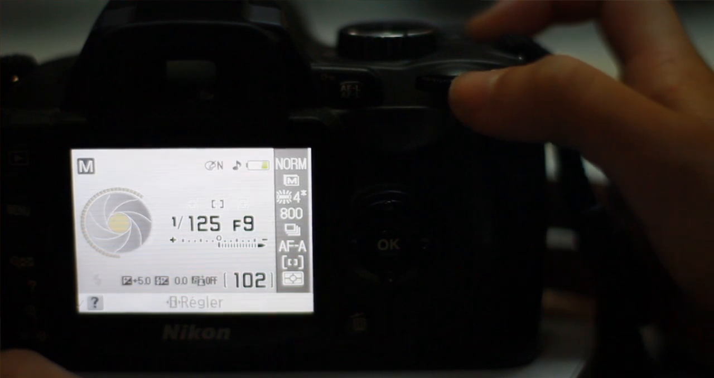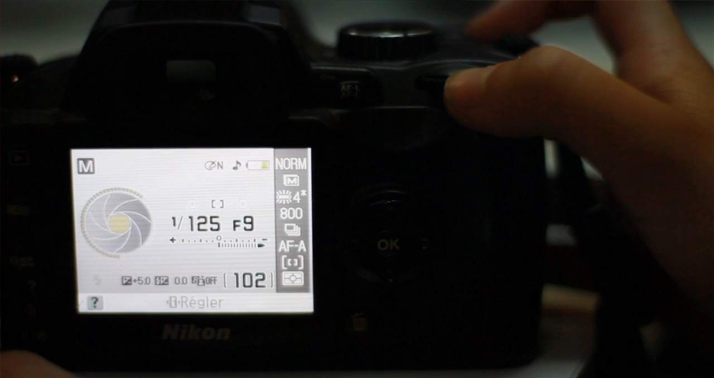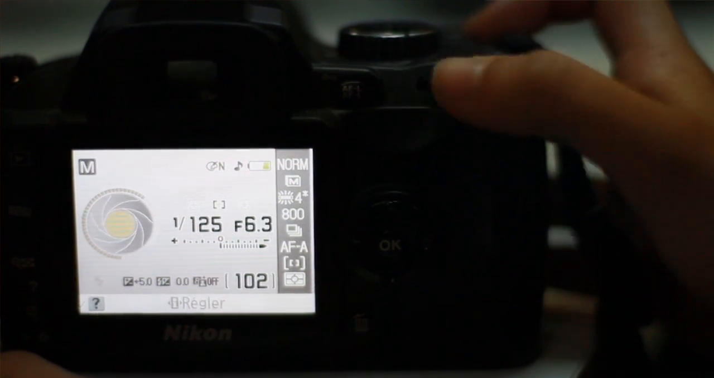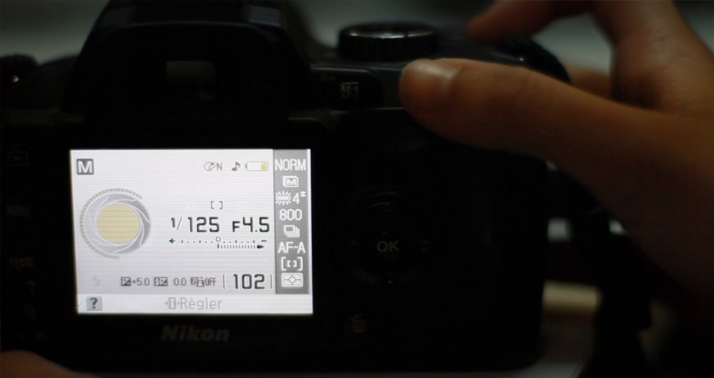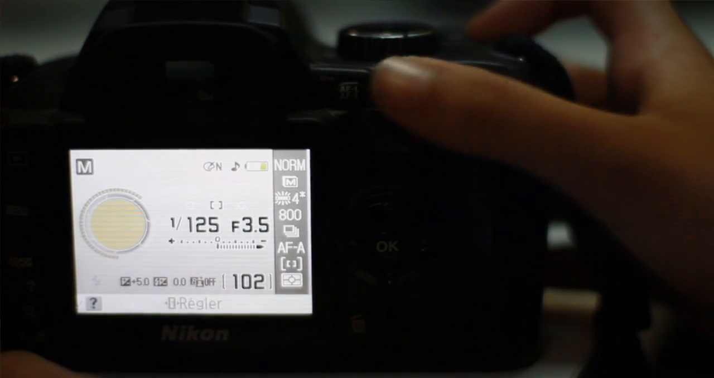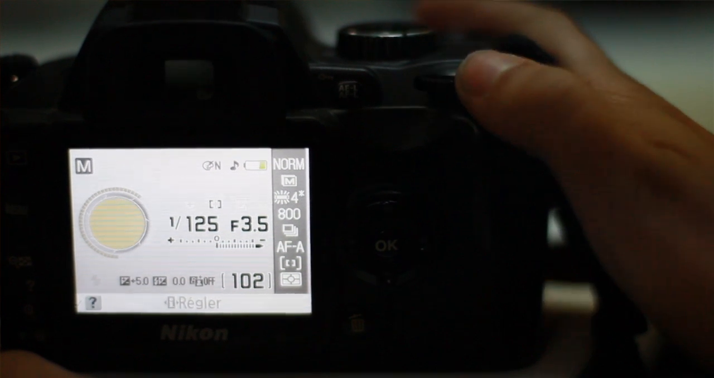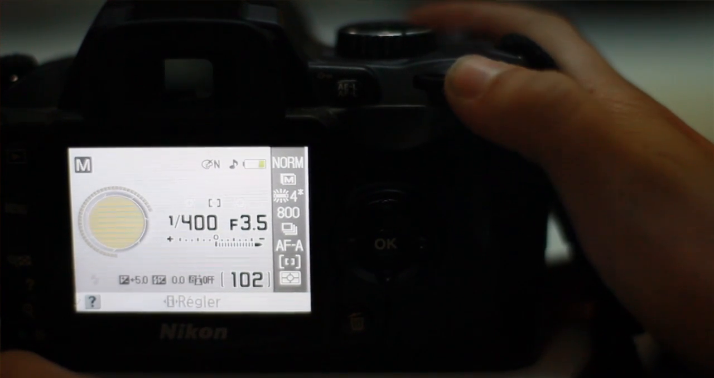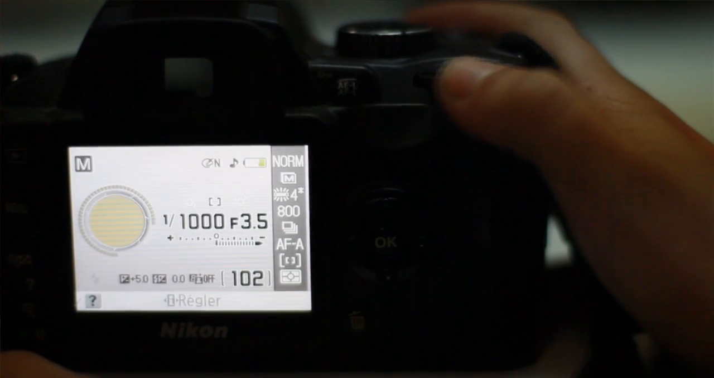The diaphragm will determine the proportion of light that will reach your sensor. Once you determine this number, you can determine the exposure speed of your picture. And this is why I'm going to speak to you about the minimum aperture and the maximum aperture.